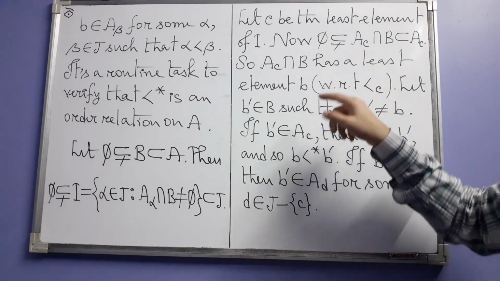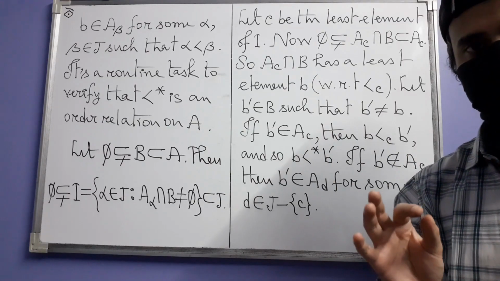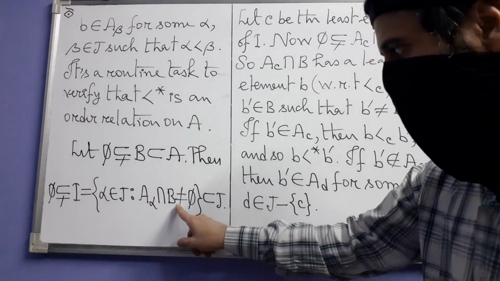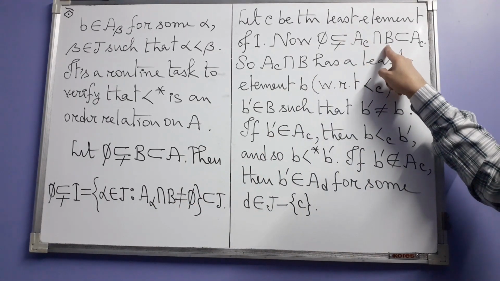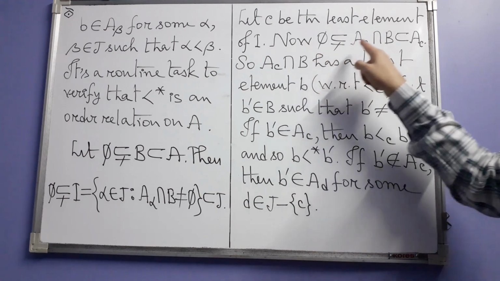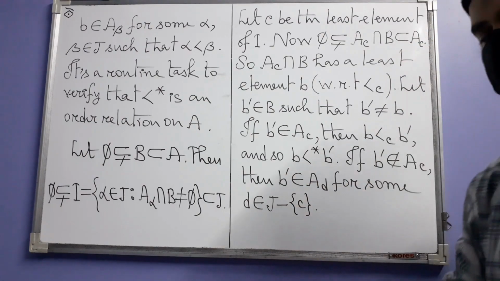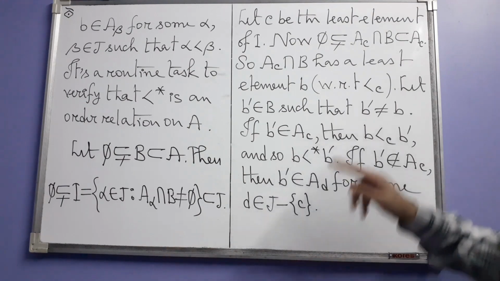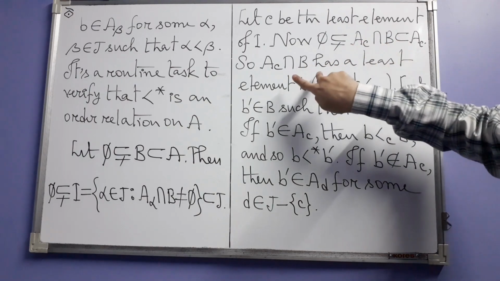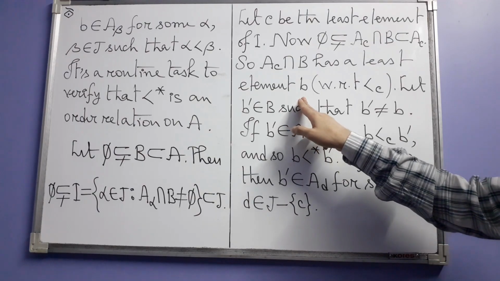Alright. Now C belonging to I, C is the smallest element of I, means C after all is an element of I, which means what? That B will intersect AC. That means this intersection is not empty, but at the same time it's a subset of AC also. And AC is well ordered. Actually every A alpha is well ordered. AC is well ordered. So this non-empty subset of AC has a least element, let's call it b.